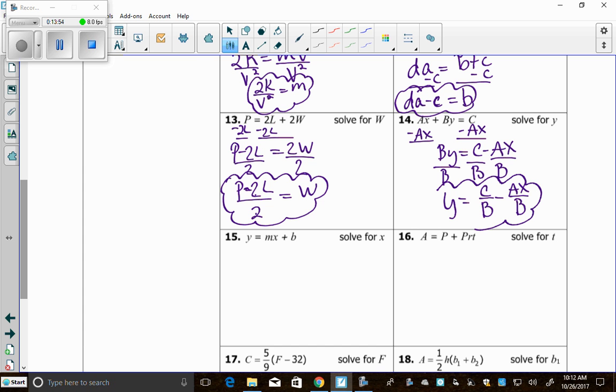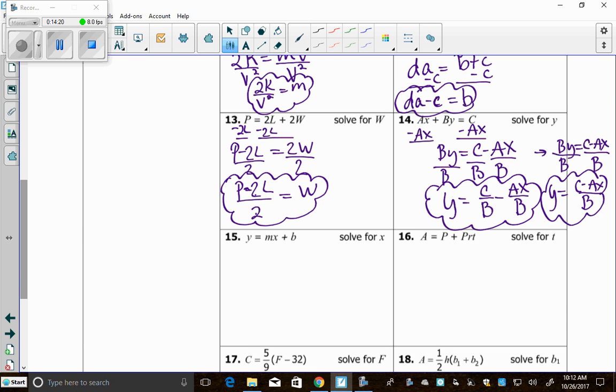Now, if you wanted to do it like I did 13, from this step, you would have had by equals c minus ax, and you would have divided the whole thing by b. It's the same. The answer is exactly the same. You get full credit for either one of these answers. So you could do it whichever way you want. I wanted you to see both because I'm not sure how it would be on a multiple choice test.